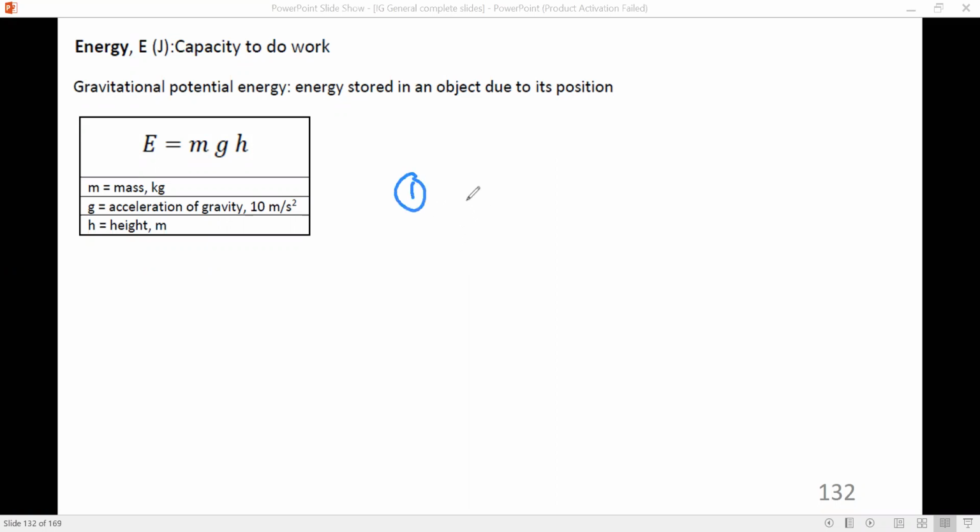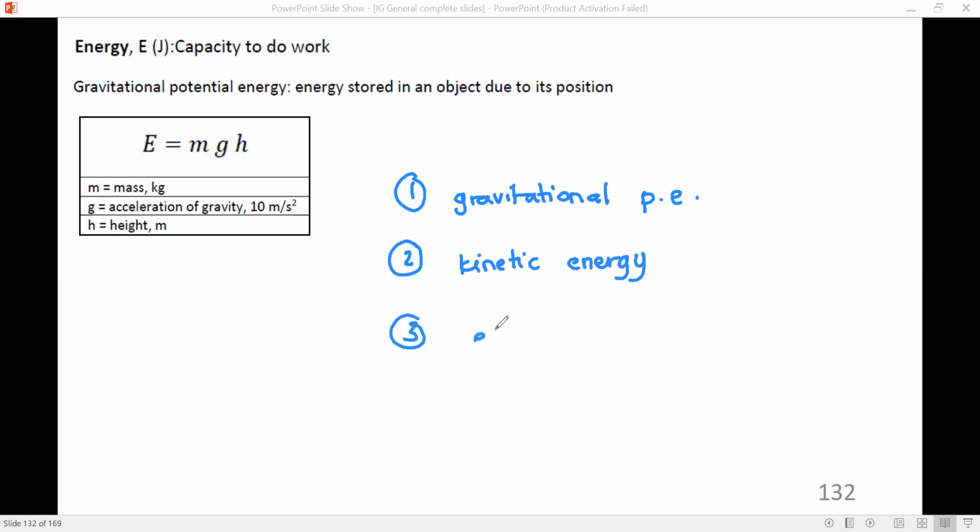The first one is gravitational potential energy. The second one, we are going to learn about kinetic energy. And the third one, we are going to learn about elastic potential energy. We're going to go through each of the energy one by one.